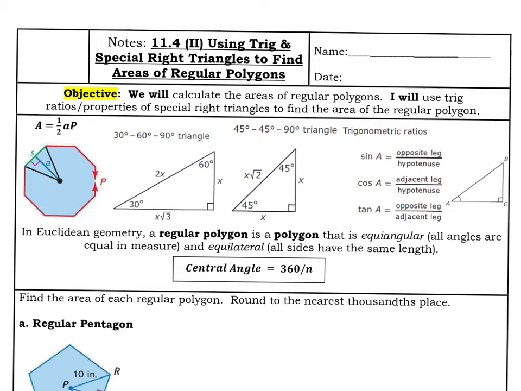So at the top of the notes here, let's go over what it means to be a regular polygon. A regular polygon is a polygon that is equiangular, meaning all angles are equal in measure, and equilateral, meaning all sides have the same length. At the top of these notes, I put our 45, 45, 90 and our 30, 60, 90 special right triangles, and then a recap of your sine, cosine, and tangent functions. Remember SOHCAHTOA? And at the bottom, I have our central angle formula, which is 360 over n, n being the number of sides in a polygon.